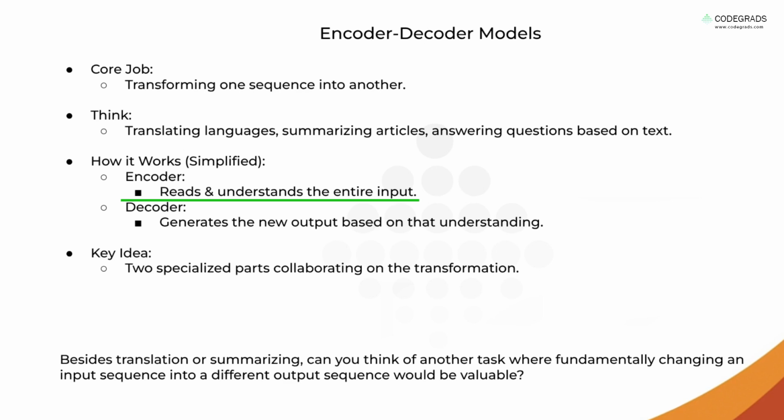The encoder's main job is to read and understand the entire input. The decoder mainly focuses on generating new output, based on previous context or previous words. The key idea of this encoder-decoder model was having two specialized models collaborate with each other.